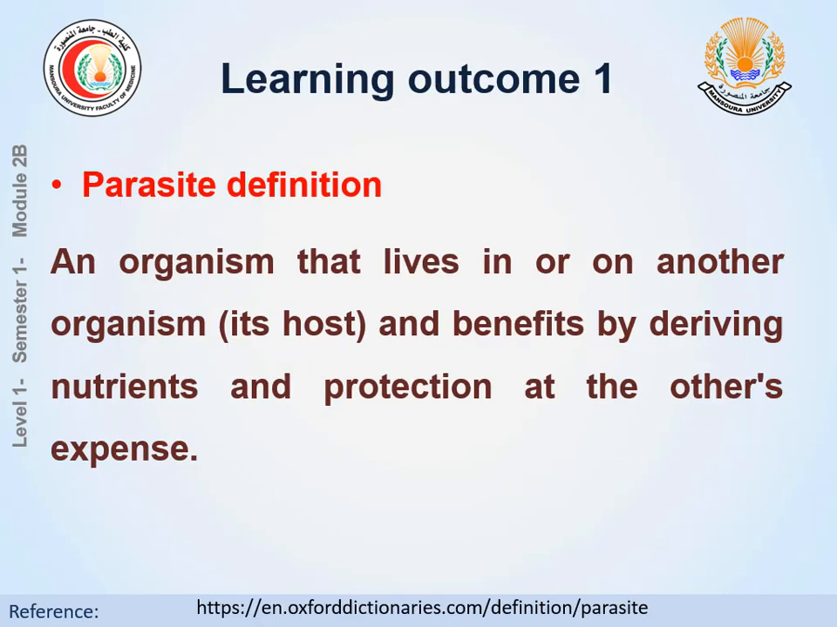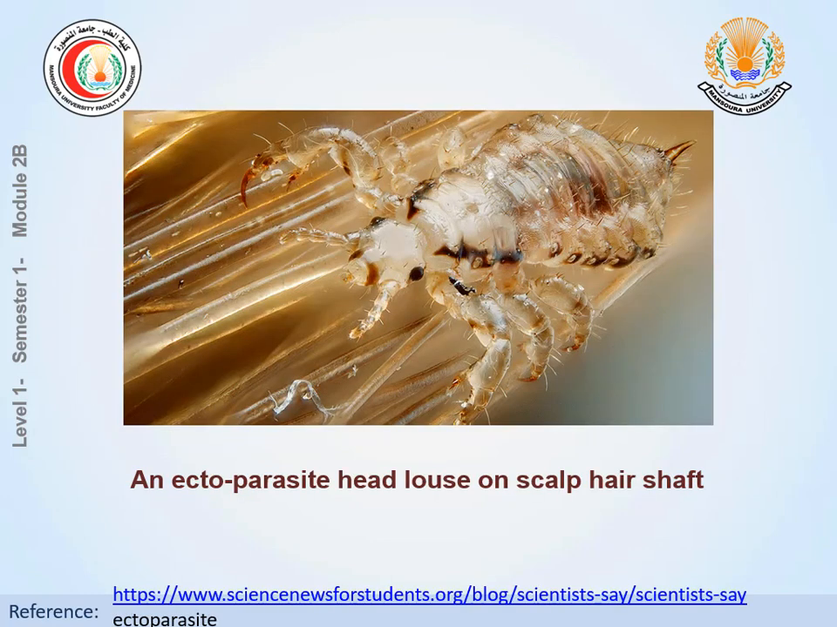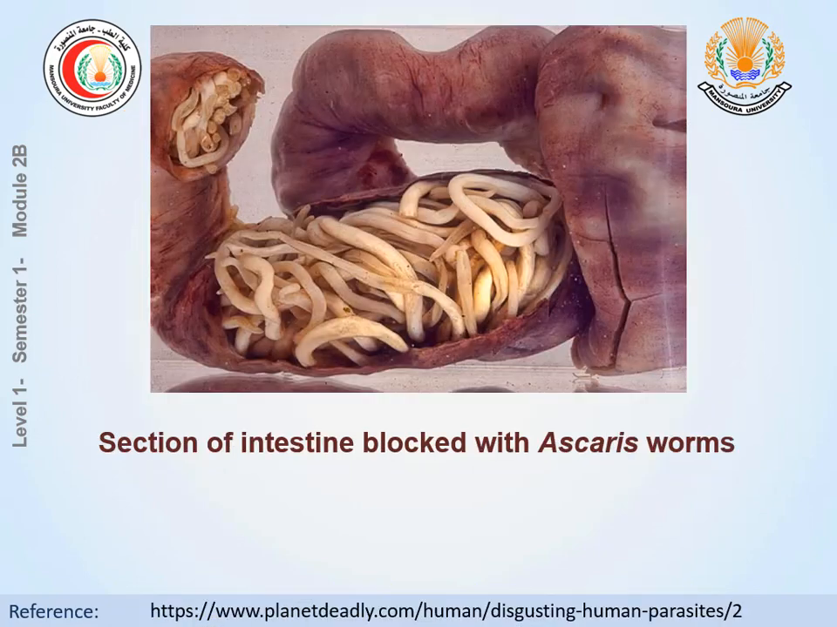A parasite is an organism that lives in or on another organism which is named the host. Why? The main aim of parasitism is that the parasite gains benefit in the form of nourishment and protection from the host that usually suffers from such association. This is an example of an ectoparasite, head louse, holding scalp hair shaft. Another one living inside and filling the intestinal lumen.